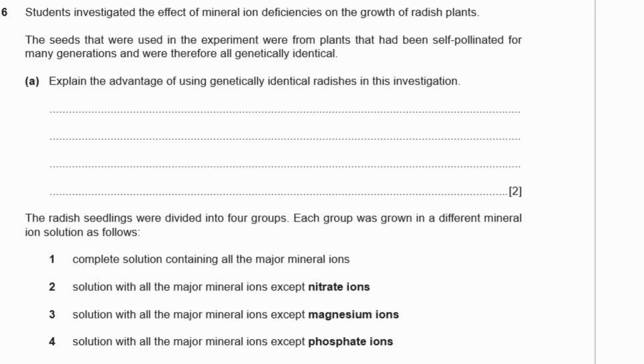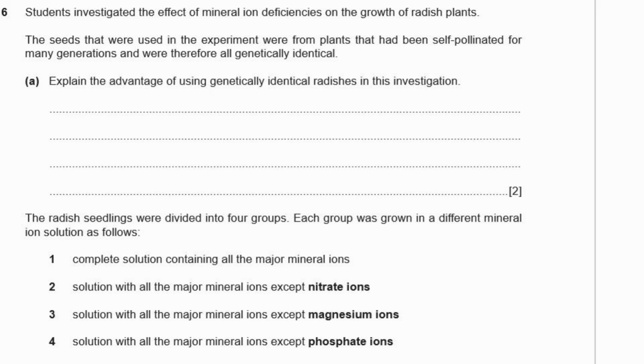Question 6. Students investigated the effect of mineral ion deficiencies on the growth of radish plants. The seeds that were used in the experiment were from plants that had been self-pollinated for many generations and were therefore all genetically identical. Explain the advantage of using genetically identical radishes in this investigation.